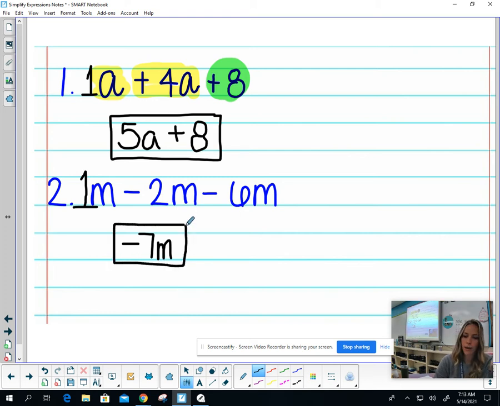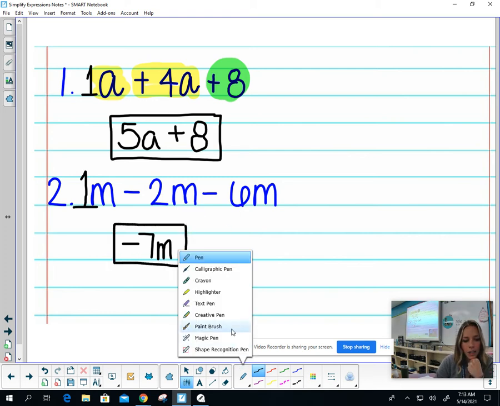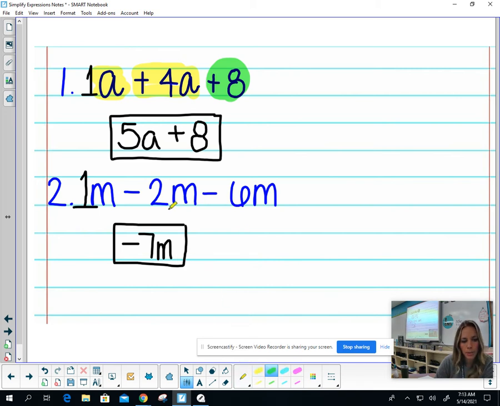Now, if you were thinking about this mentally, I look at it like this. I break my problem up. I say, okay, I have a negative 2m and a negative 6m. Right there, I know 2 plus 6 is 8, and they're negative. So negative 8 plus a positive 1 would bring me to negative 7. Okay, let's try one more.